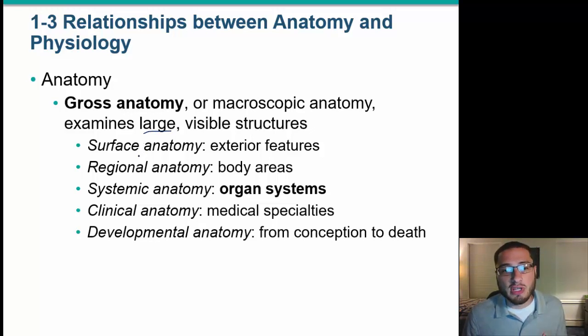You can talk about microscopic anatomy, but typically we're going to talk about gross anatomy, the big structures, the big parts. You can have surface anatomy, talking about external features, the skin, how you look. Regional anatomy covers the different body areas. Systemic anatomy talks about organ systems, such as the cardiovascular system, the respiratory system, and the lymphatic system.